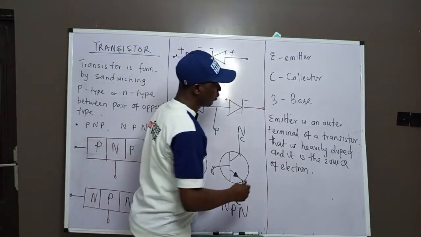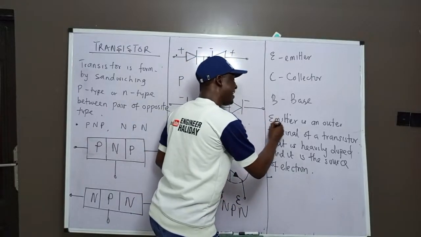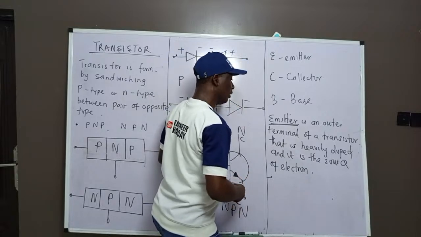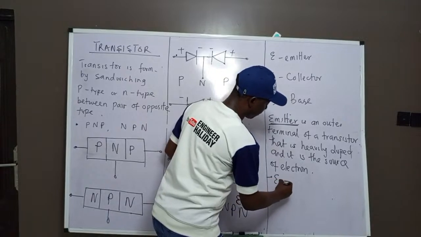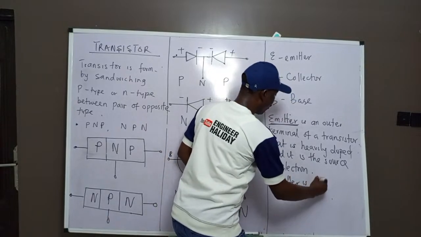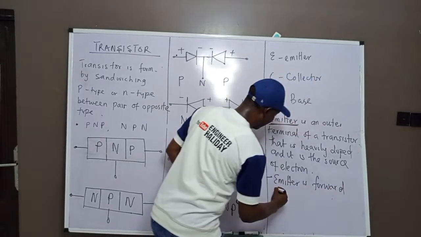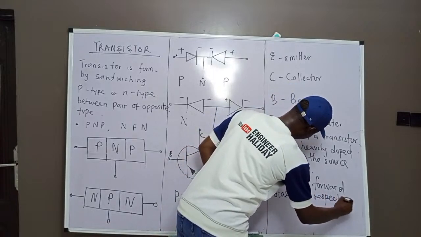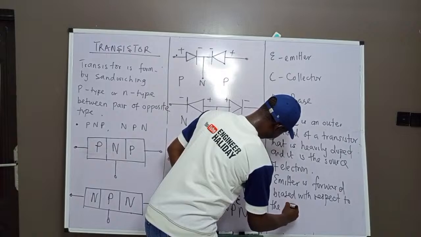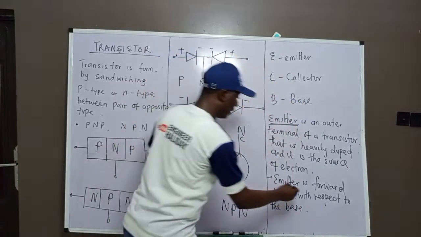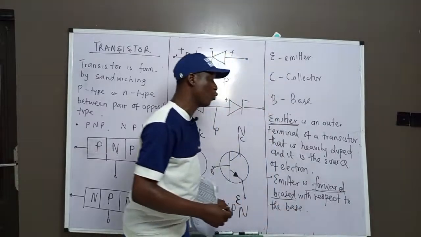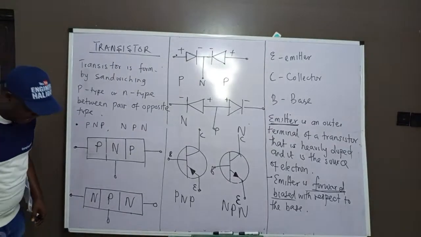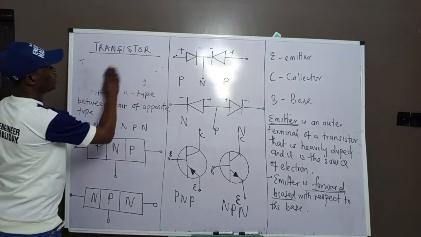Now somebody will ask me a question. Don't forget the emitter is forward biased with respect to the base. I have talked about forward bias in the last video. Go and check the meaning of forward bias in our last video, then you will understand what I mean by forward bias.